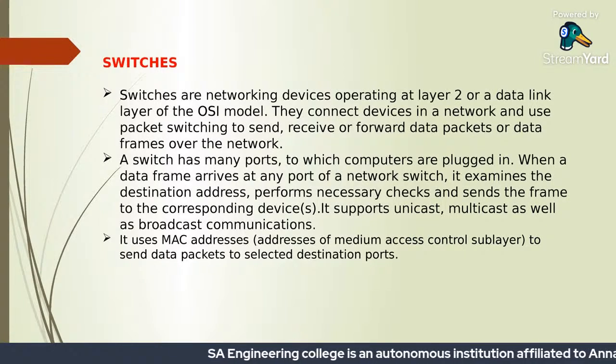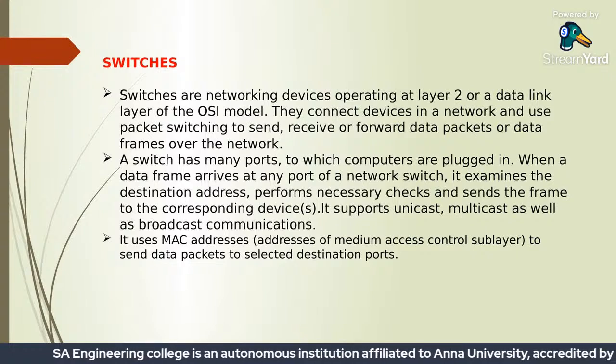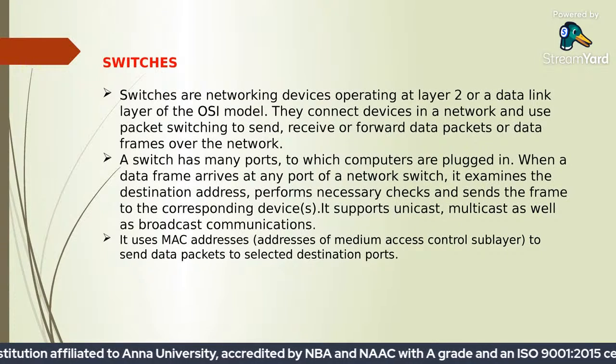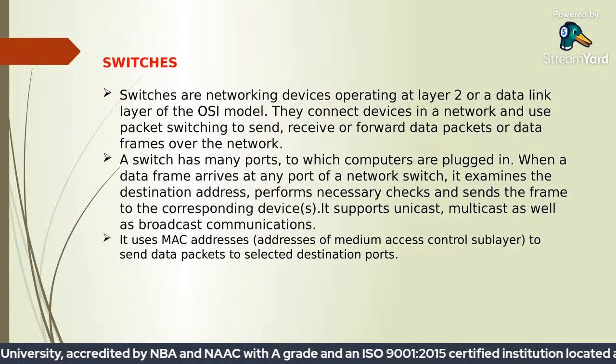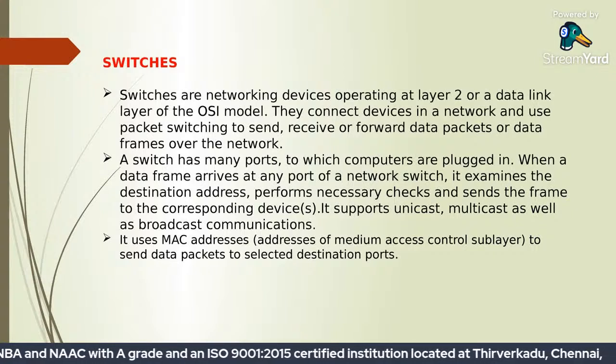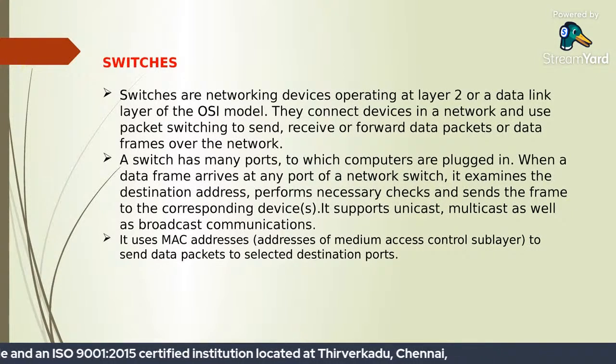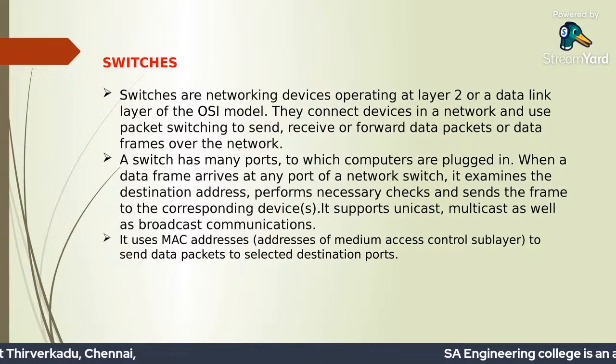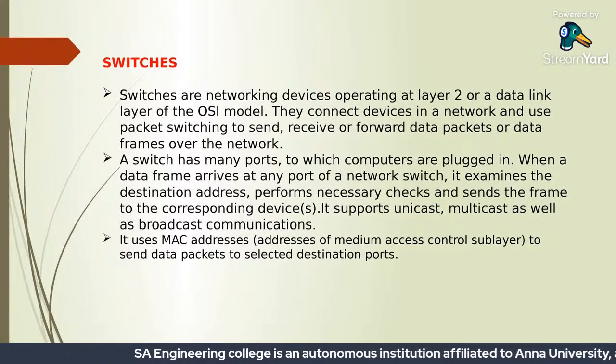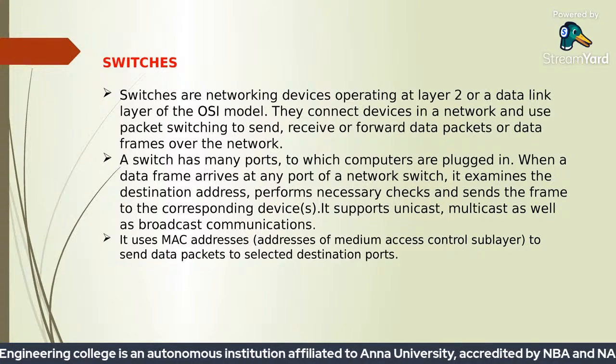And then switches. Switches perform the same work as a hub, but there are slight differences. Switches operate in the data link layer. As we saw, hubs are used to connect just the LAN, and switches are also used to connect just the LAN. Hubs send the data to all the devices present in the network, but a switch will transmit the data to the correct destination with the help of the MAC address. That is the main difference between hubs and switches.